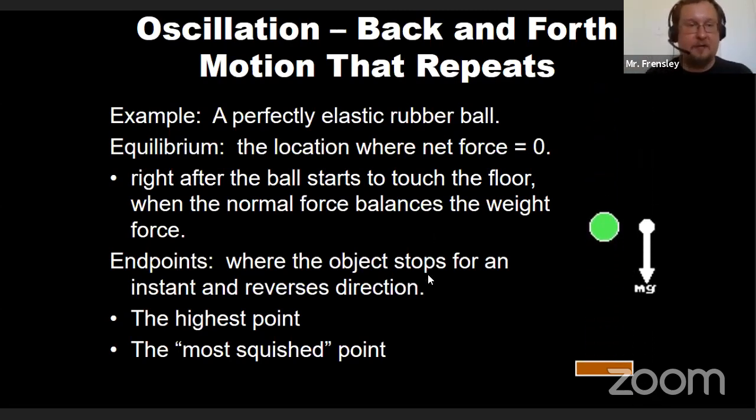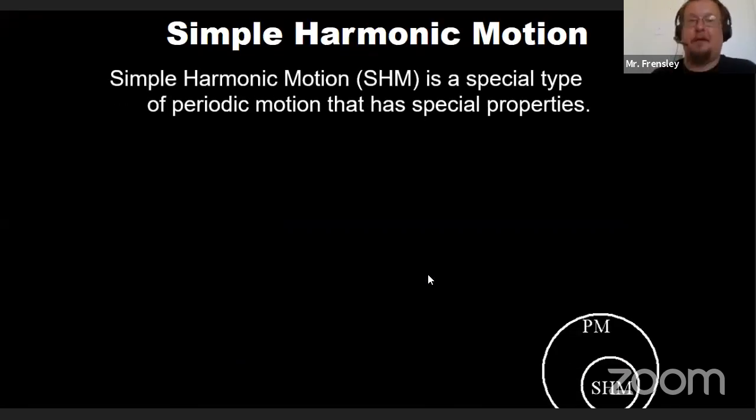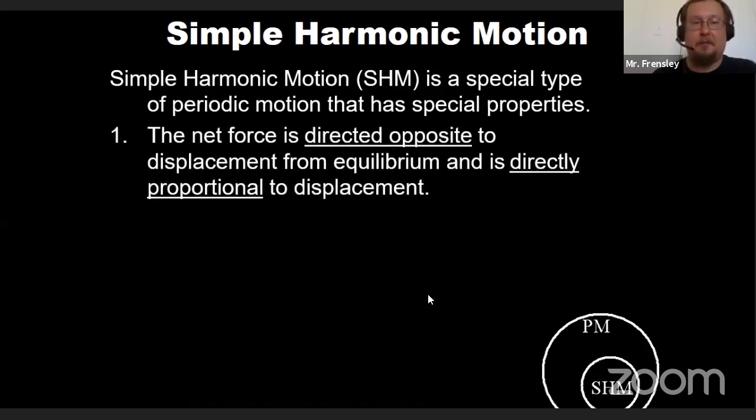That's equilibrium, balanced forces. Now, simple harmonic motion is a special type of periodic motion. So I have my little Venn diagram down here that shows that all these repeating motions are periodic motion. Simple harmonic motion is a subset. It's a special type of periodic motion. It has 4 properties, all right? So here's simple harmonic motion. Property number 1: the net force has to be opposite the displacement from equilibrium and directly proportional to the displacement from equilibrium.